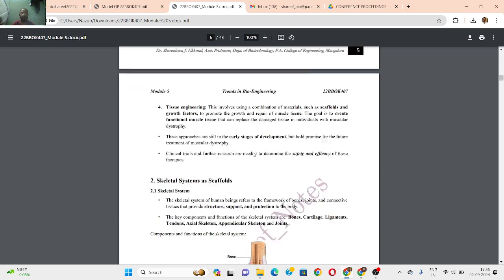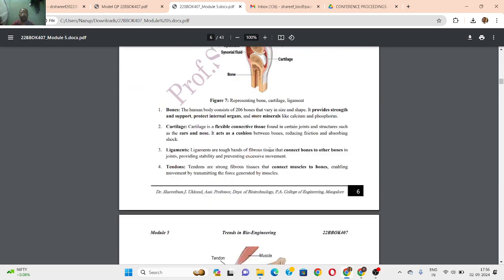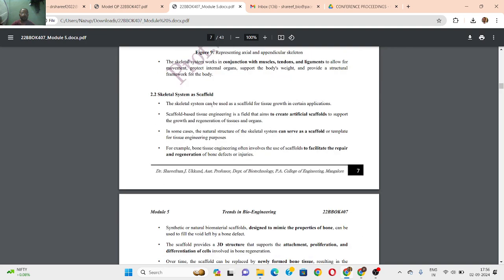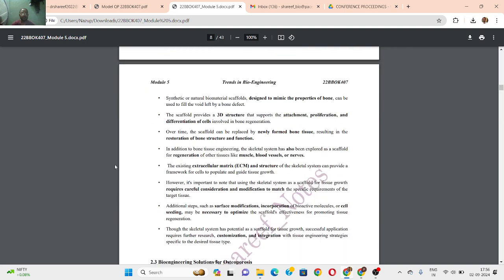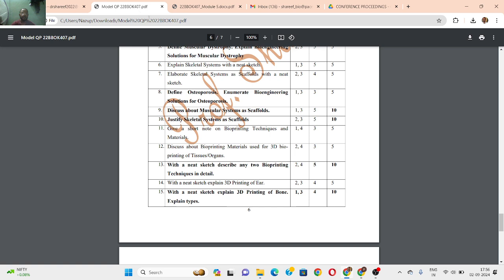Next, justify skeletal system as scaffolds. For that, you give a brief introduction of the skeletal system, which will carry 2 marks. Next, skeletal system as scaffolds, these all 10 points you have to write, so you will get the 10 marks.